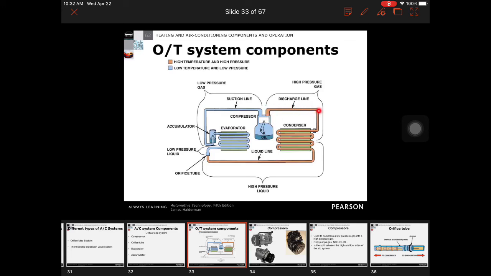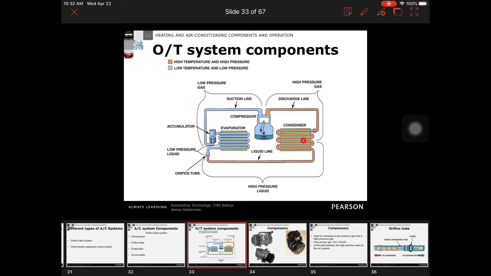So this begins our high pressure line, which on a vehicle, the high pressure line is going to be the smaller of the two lines, okay? If you have a vehicle running and you feel the AC lines and one of them is really hot, that is the high side line because it's hot, and anytime we increase pressure, there's a correlation between pressure and temperature.